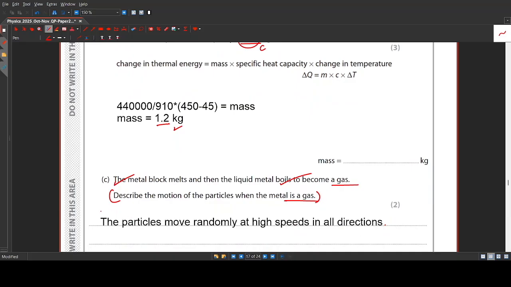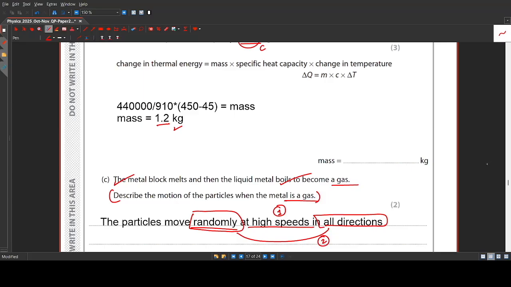So in this single sentence, we have got 2 points. First is they are moving at high speeds. The first mark is for writing high speeds. The second mark is for writing randomly in all directions. All right.